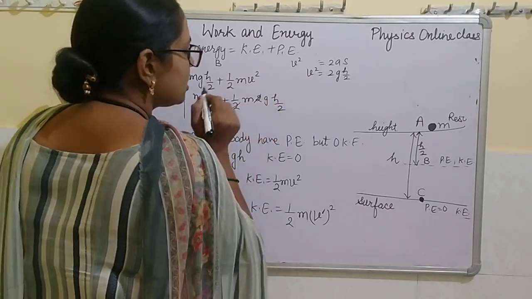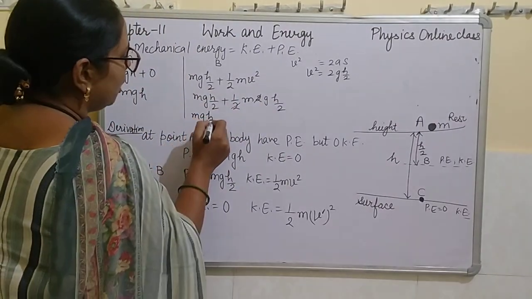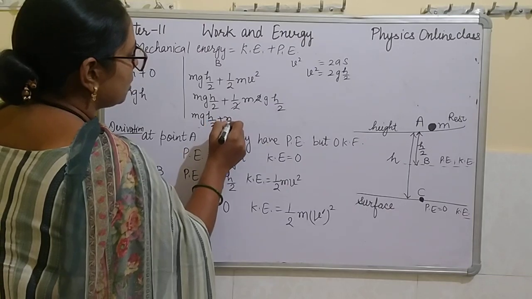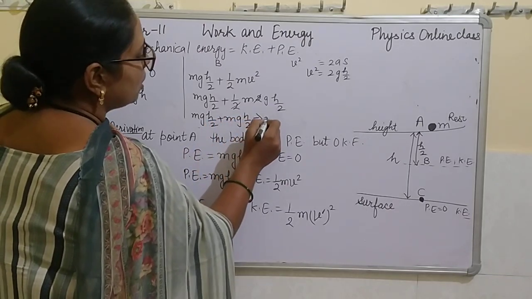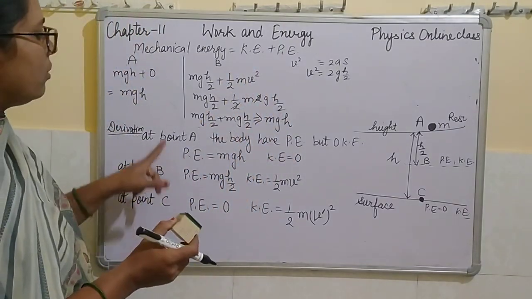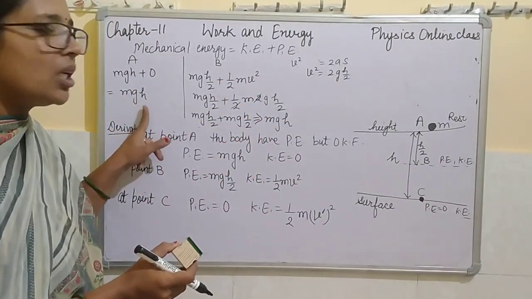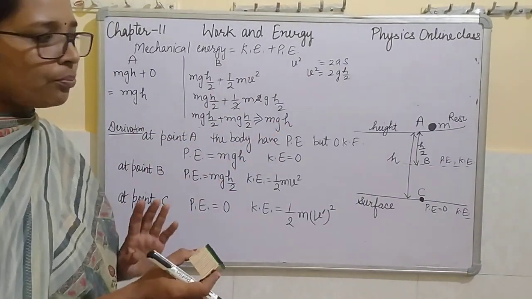It will get cancelled out. We are left with mgh by 2 plus mgh by 2. Total it becomes mgh again. That means our energy is mgh here and total energy is mgh here also.